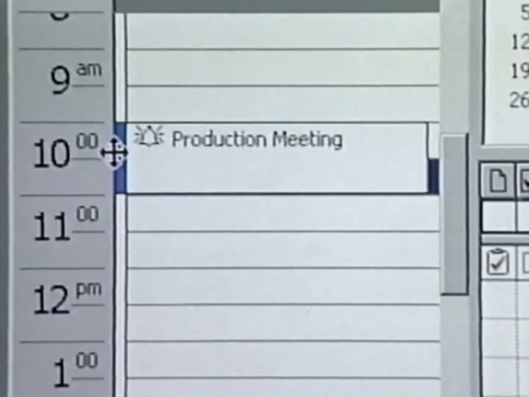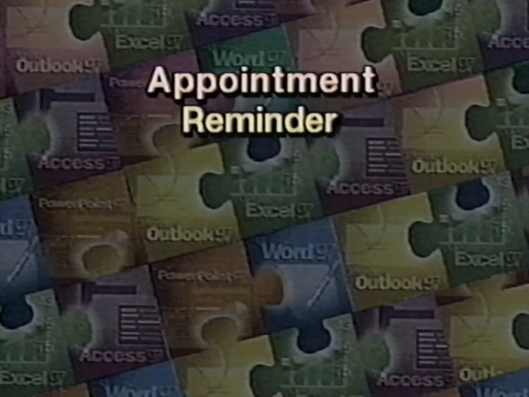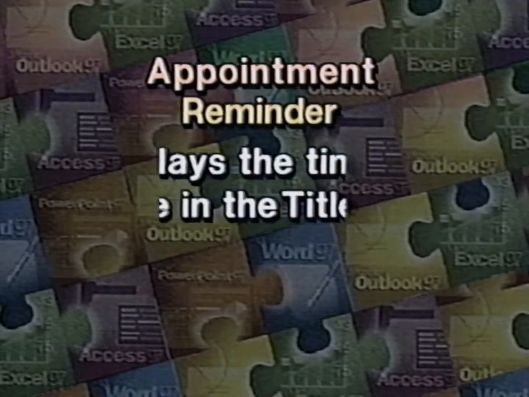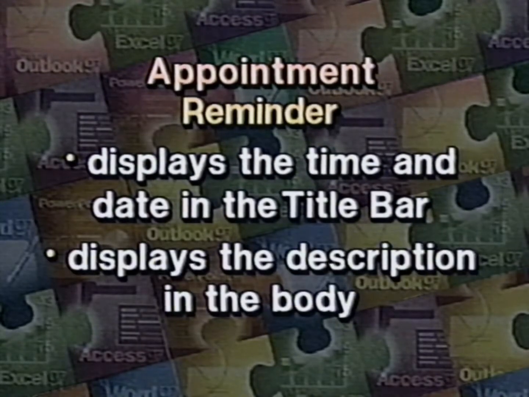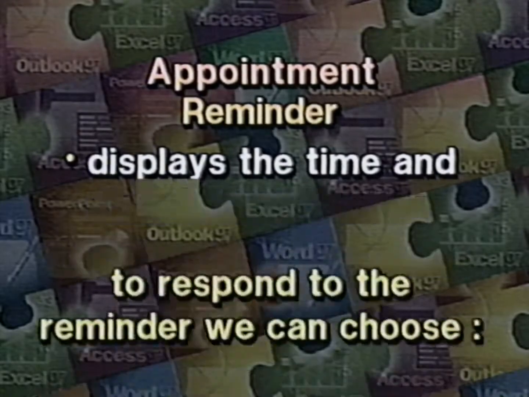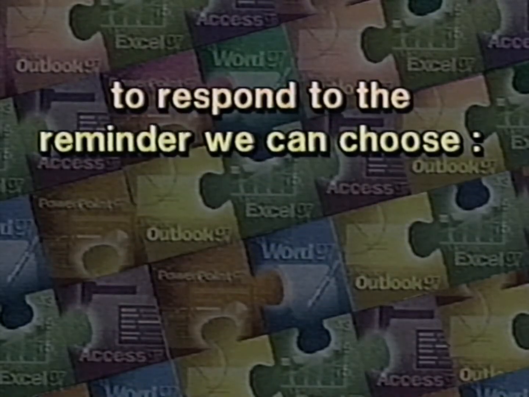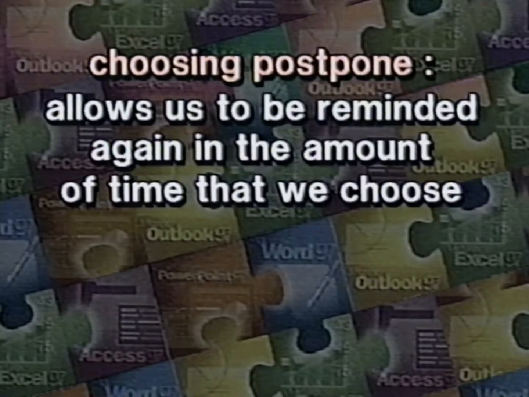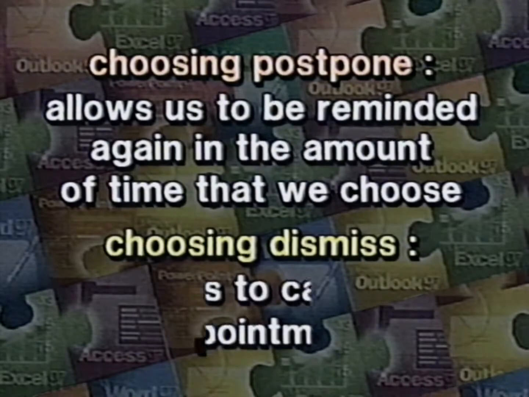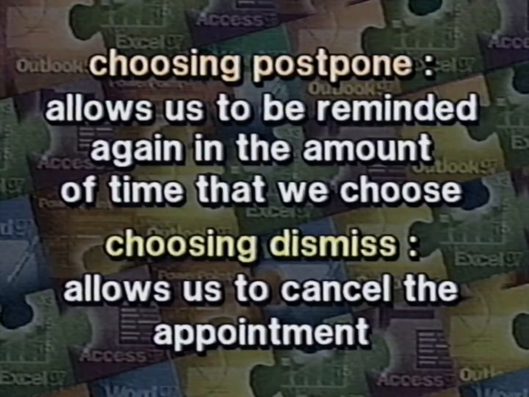All of the default features, such as a reminder which is indicated by the bell, will automatically appear. When an appointment reminder appears, it displays the time and date of the appointment in the title bar, as well as the description in the main body. To respond to the reminder, we can choose either Dismiss or Postpone. If we click the Postpone button, we will be reminded again in 5 minutes or whatever time we change to. If we choose Dismiss, the appointment will be canceled.